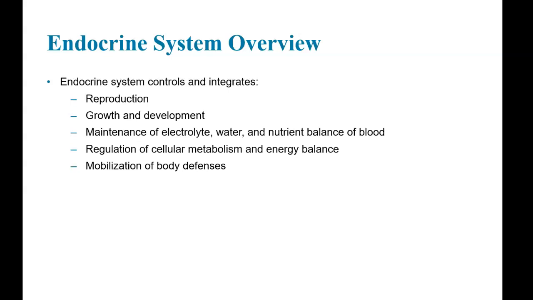The endocrine system is one of the body's main control systems. So along with the nervous system, the endocrine system uses hormones to influence metabolic activities, and it's involved in reproduction, growth, development, the maintenance of electrolytes, water, nutrient balance, regulation of metabolism, energy balance, and also the body's defenses.